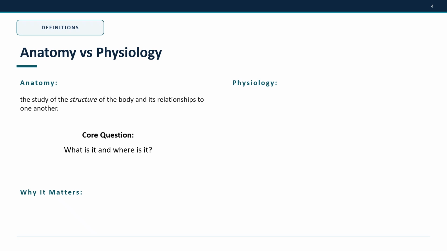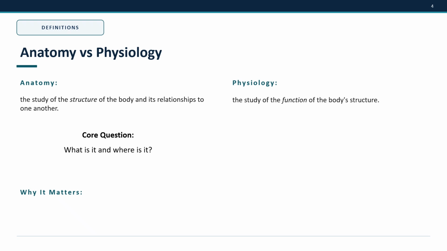What is it? Well, it's my right glenohumeral joint. Where is it? Well, it is proximal to my right elbow, right? It is lateral to my sternum. And I'm jumping a little bit ahead with the terminology, but this is essentially the core question that anatomy is asking. If you can define what it is and where it is, then that's anatomy.